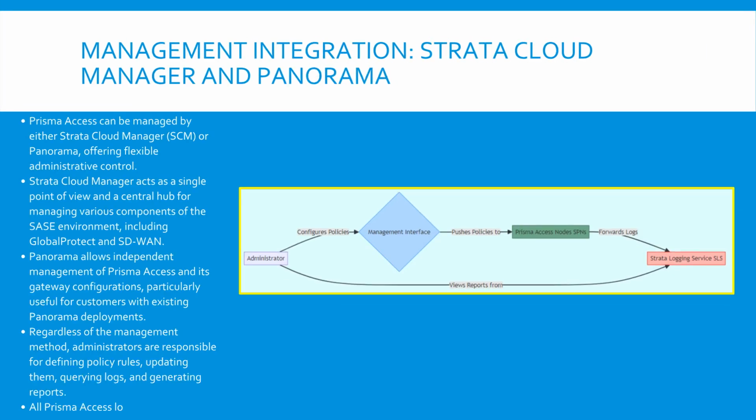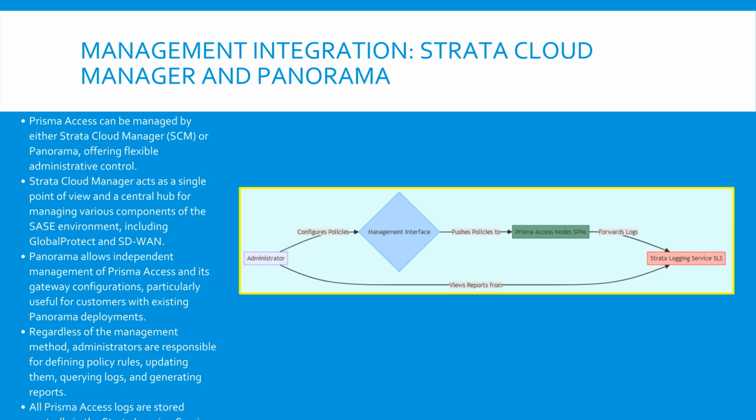To manage this powerful security architecture, administrators use either Strata Cloud Manager or Panorama, depending on their existing deployment and preference. Strata Cloud Manager serves as a unified console, offering a single point of view for managing Prisma Access, NGFWs, SD-WAN, and all other SASE components. For organizations already utilizing Panorama, it remains a viable option for independent management of Prisma Access and its configurations. Regardless of the chosen platform, the responsibility remains with the customer to handle policy creation, configuration updates, and log analysis.